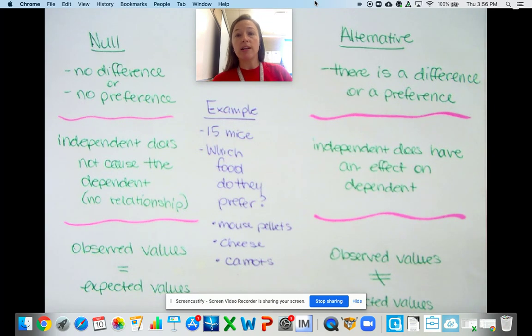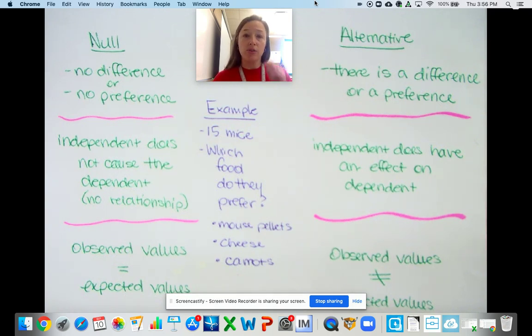Your alternative hypothesis is what you generally think of when you think of writing a hypothesis. You are going to say there is going to be a difference, or there is going to be a preference, and it can be non-directional, which just means you say there's a difference, or you can be specific. You can say, I think there will be more sixes when I roll the dice 60 times, or I think there will be more twos.